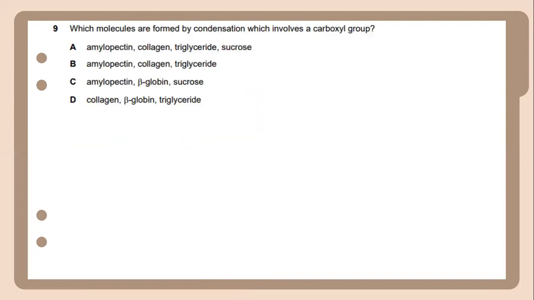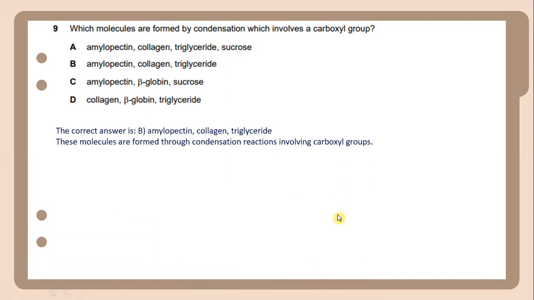Number 9, which molecules are formed by condensation which involves a carboxylic group? The answer will be these molecules are formed through a condensation reaction which involves a carboxylic group: amylopectin, collagen, and triglycerides.